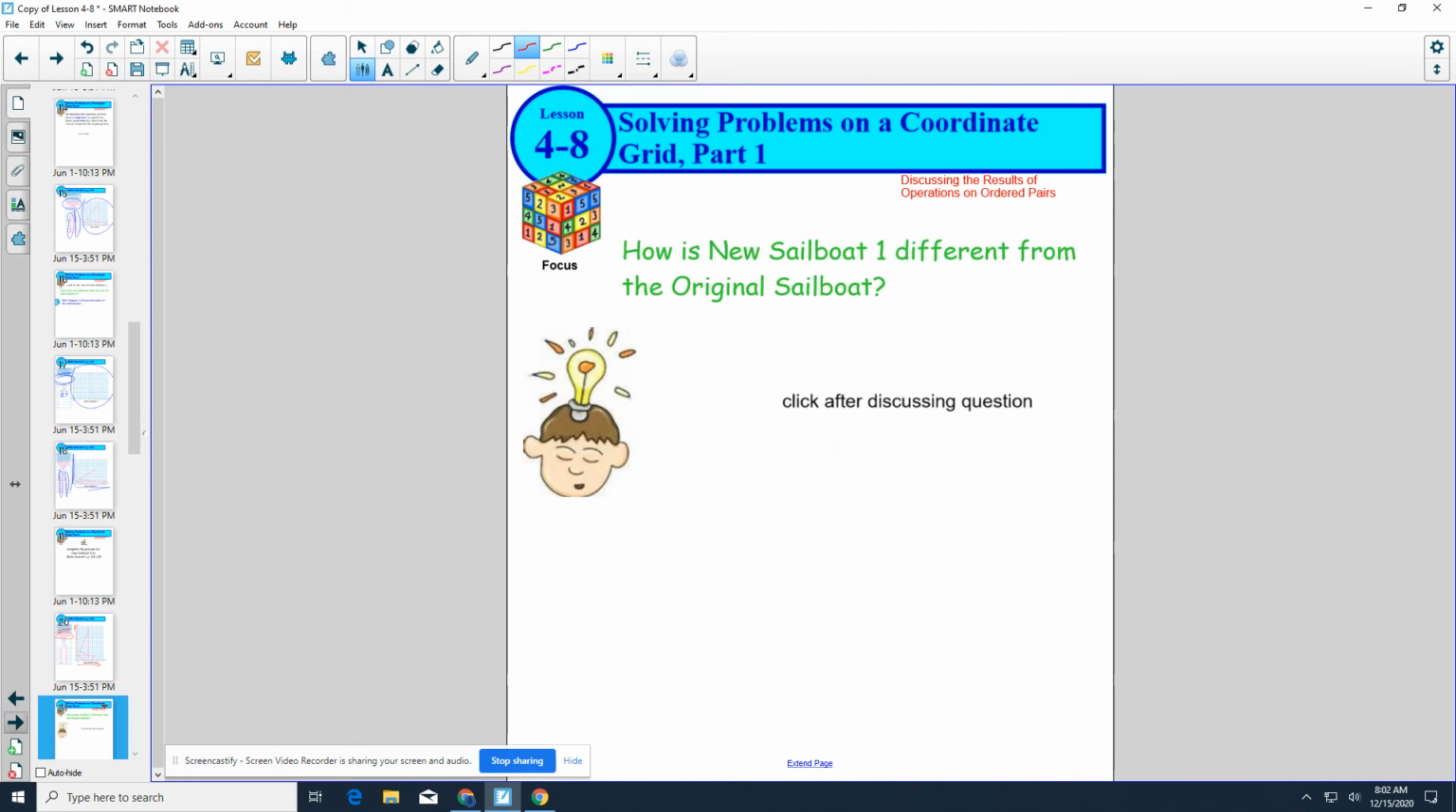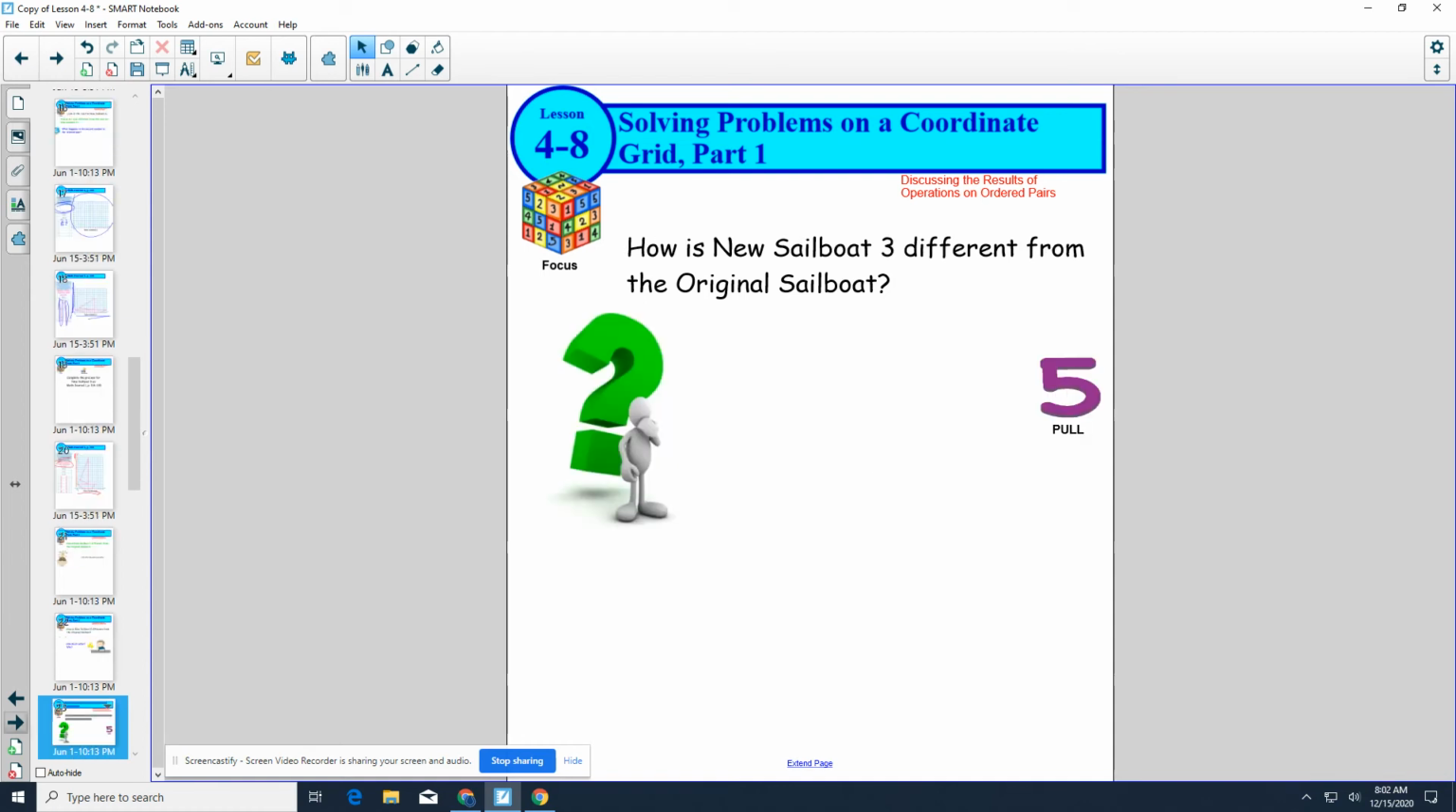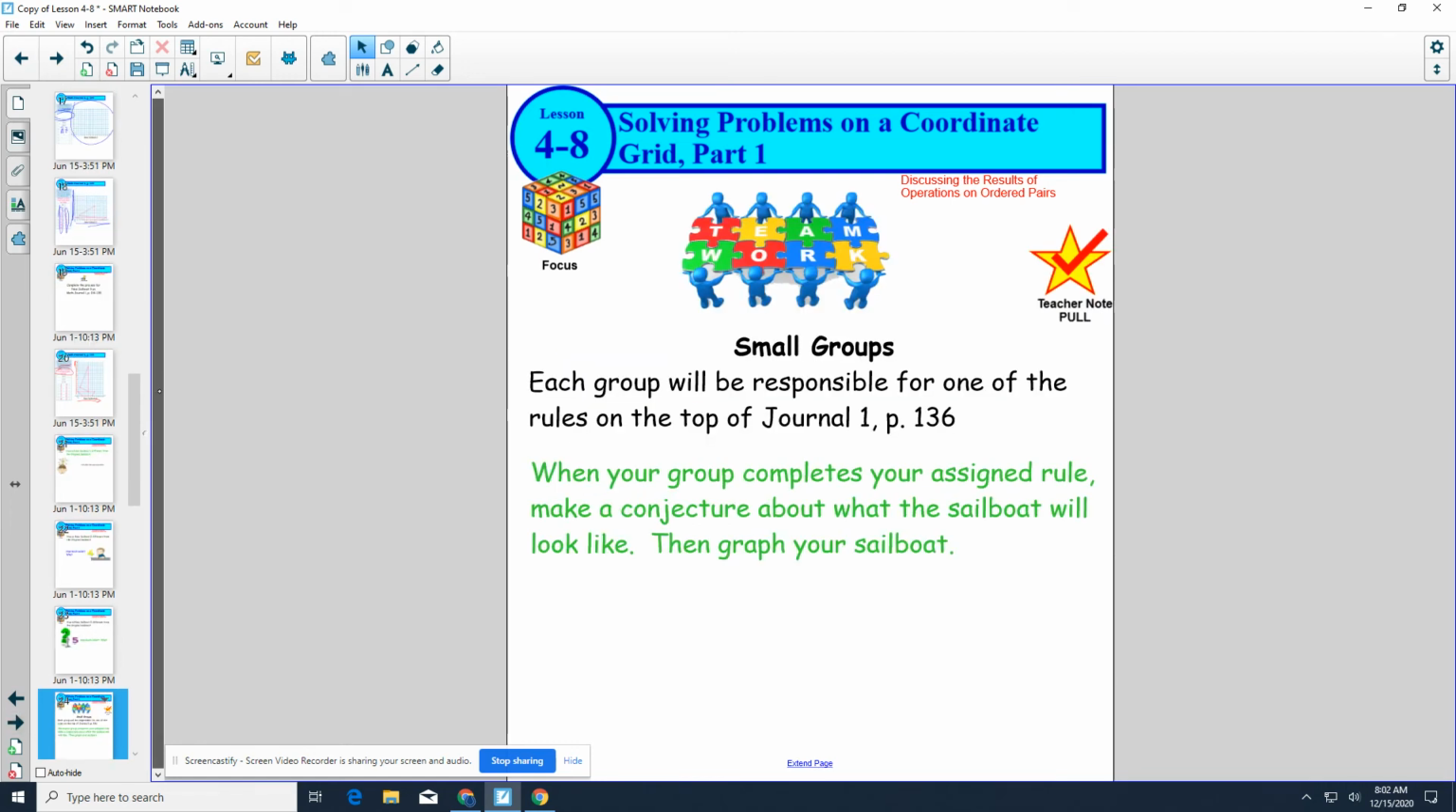Now, how's the new sailboat different from the original sailboat? So think about that for a minute. How much bigger and why? Can you tell me how much bigger it is? And how's the second sailboat different than the original? So how much wider is it, and how do you know? And think about those rules. And then how's the new Sailboat 3 different? How much taller and why? How do you know that? All right.